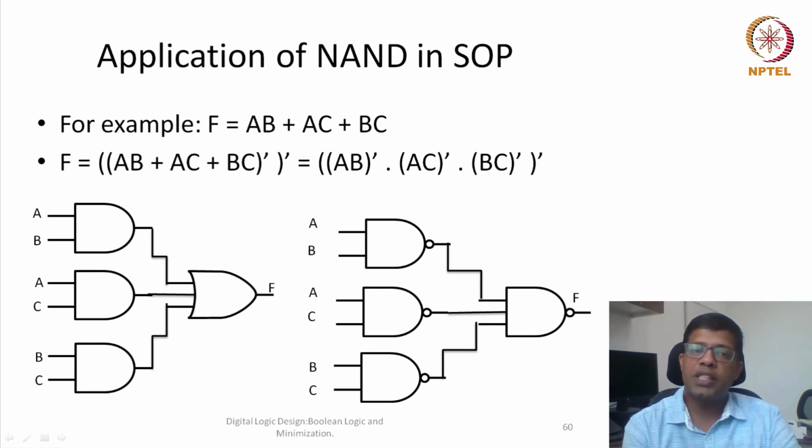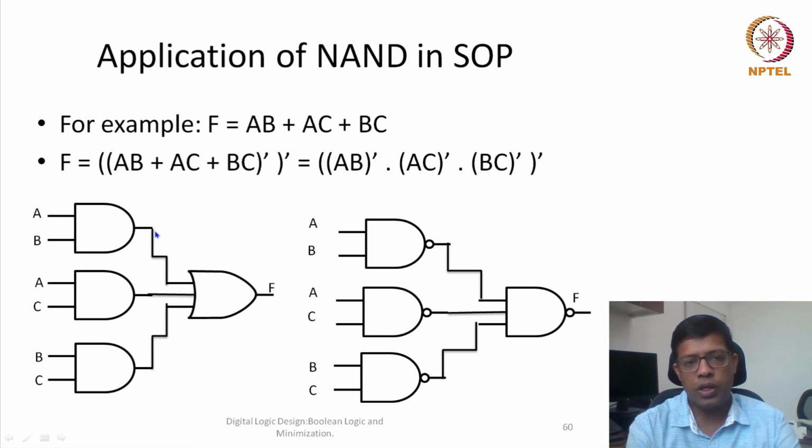Another way of looking at it is, let's say I put two inverters in each of these intermediate outputs. So if I put two inverters in this intermediate output, then let's see how it looks. Let's say I have these two inverters for this wire, these two inverters for this wire, and these two inverters for this wire. So each of the wires has two inverters.